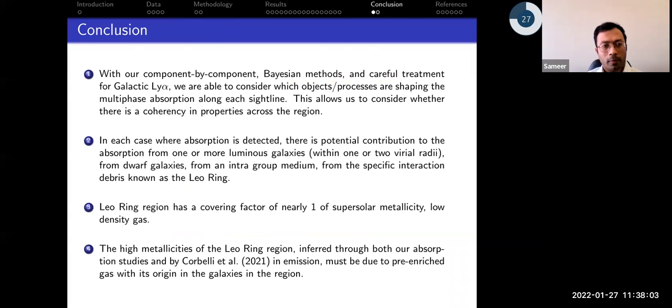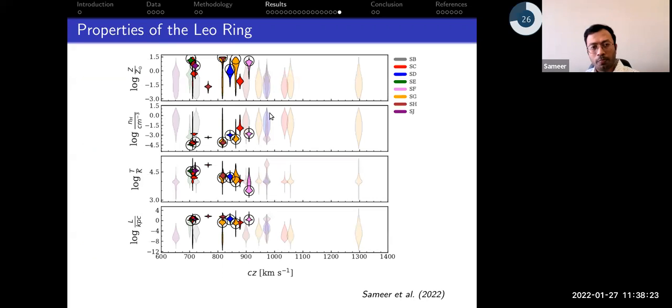So to conclude, with our component by component Bayesian methods and careful treatment of the Lyman alpha, we considered which galaxies or processes are shaping the absorption that we are seeing along each of these sightlines, allowing us to consider whether there's a coherency in properties across the region. And we do indeed see this coherency in properties for Leo ring association.